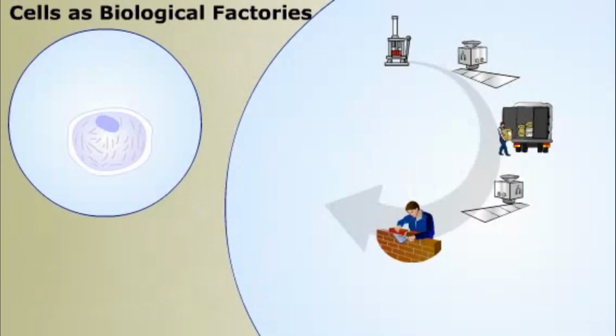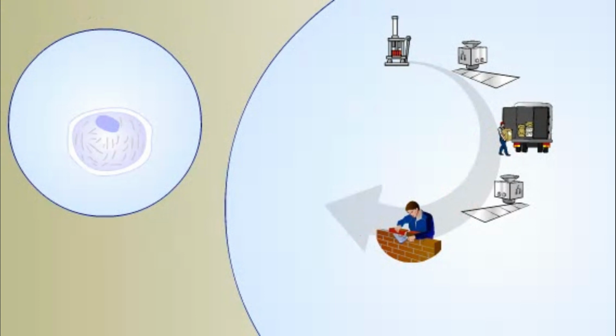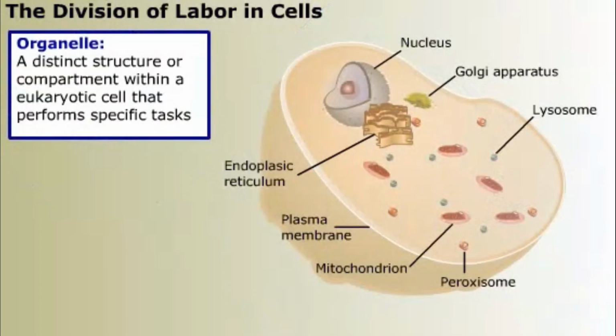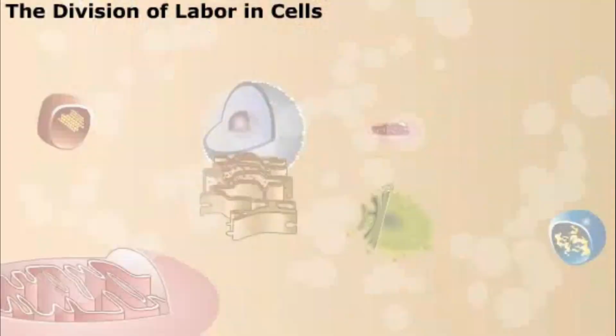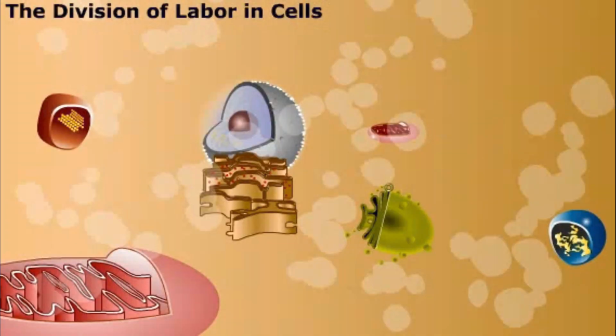As we saw earlier, cells function as independent biological factories, each with the equipment, assembly lines, and transportation systems to make whatever it needs for energy or to repair its structures. Many of a cell's functions are carried out by organelles, distinct structures or compartments within a eukaryotic cell that perform specific tasks. We'll learn more about cells as we construct a model of a human liver cell in this activity.